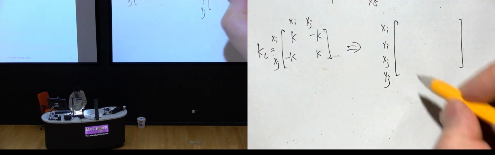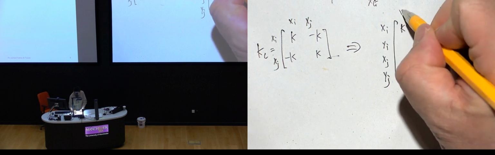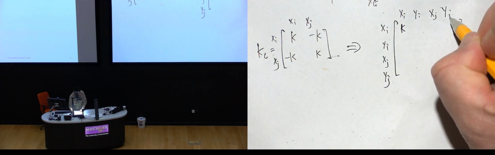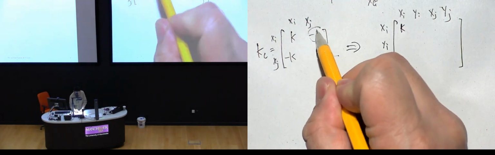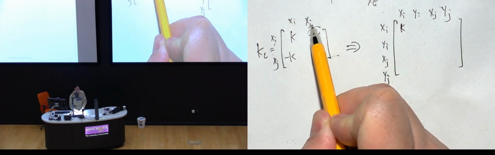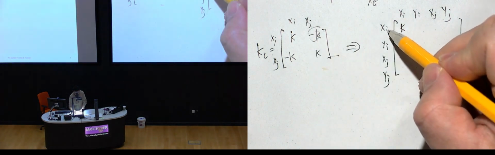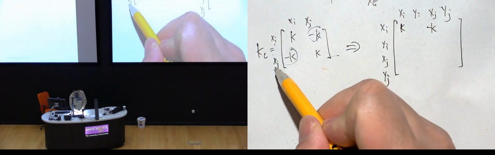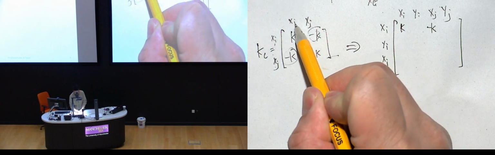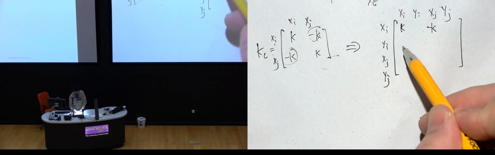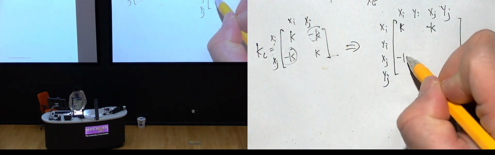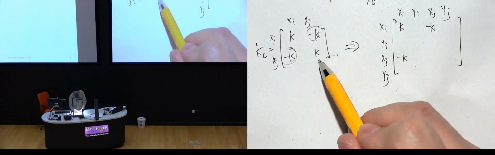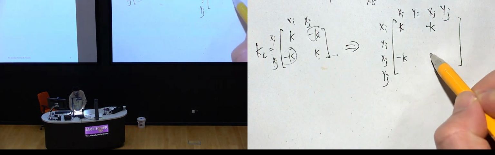And that gives you a formula. This is xi, this is yi, this is xj, and then we have yj. So basically, this corresponds to xi and xj, right? So this minus k is placed here. And then this minus k corresponds to xj and xi, so it's xj, xi. So this minus k comes to here. And what is this k? Because xj and xj, this k comes to xj, xj, here.